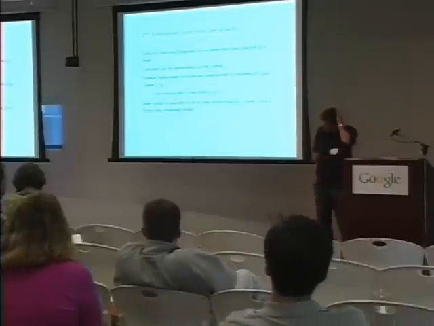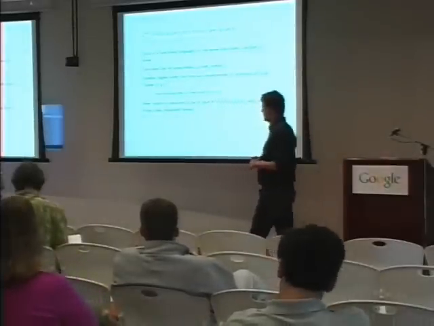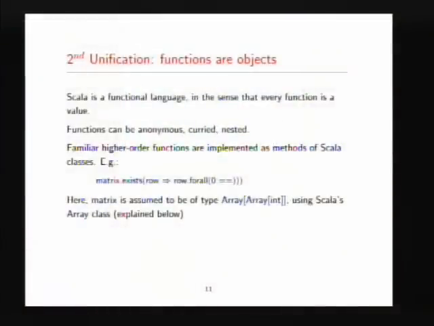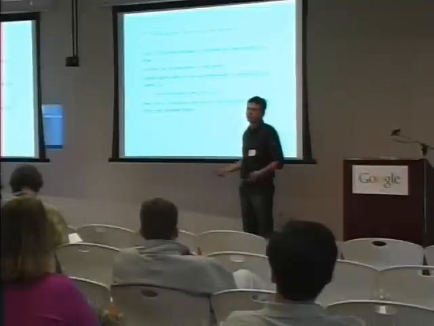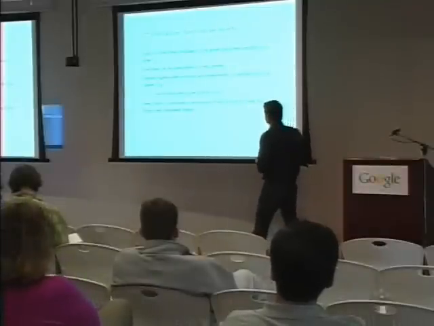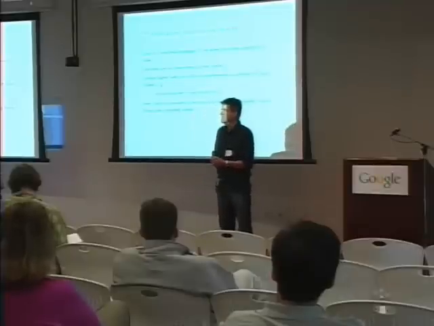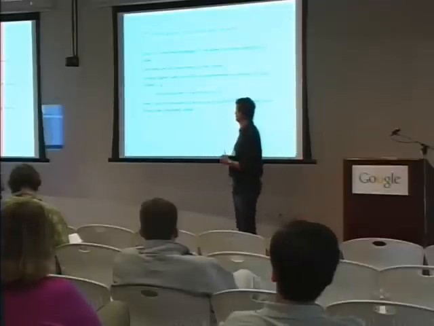Okay, let's go to the second unification. The second unification is that we say functions are objects. Scala is a functional language, not in the sense that we don't have mutable data. We do have variables that we can change. We do have fields and all this. But it's a functional language in the sense that functions are very important. They are first-class citizens. In particular, every function is a value.